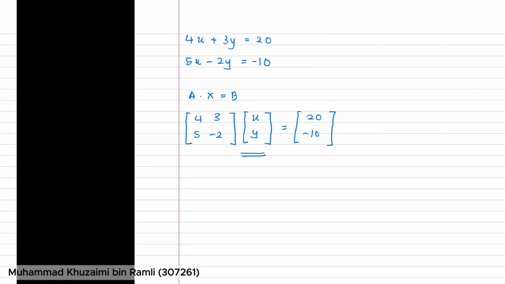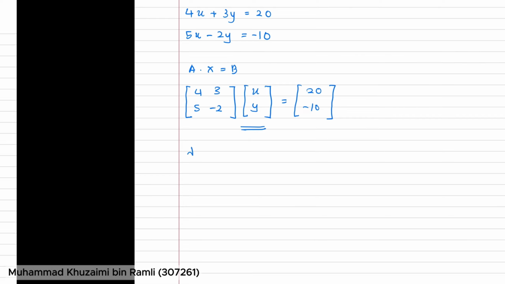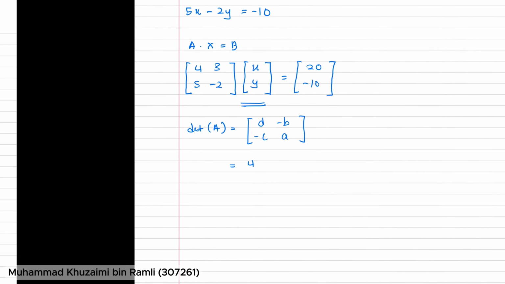Then the next step, we need to find the determinant of A, using D, -B, -C, and A. So it will be 4 multiplied with -2 minus 3 multiplied with 5. So our determinant of A will be -23.